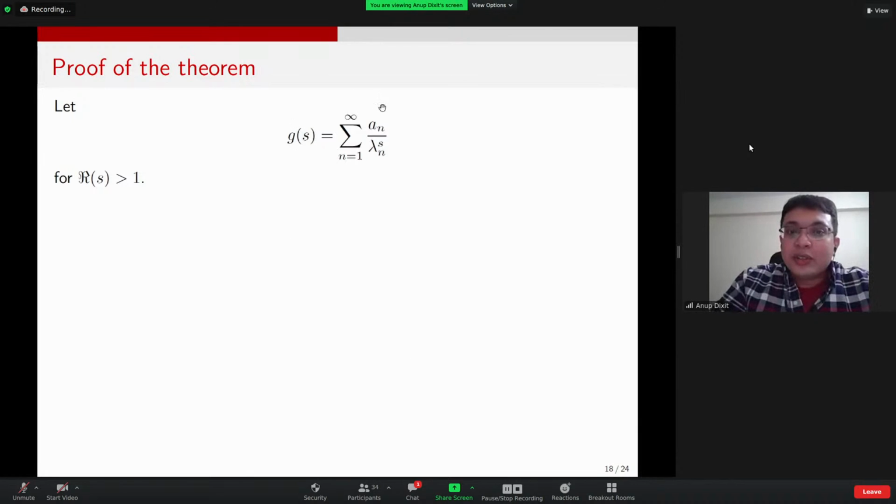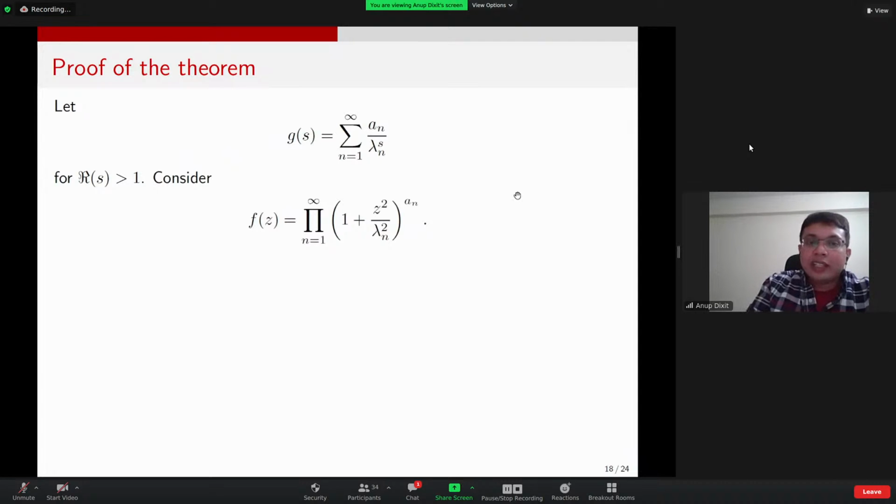The principle is, you take any general Dirichlet series where the a_n's are positive integers, and then we translate it to a problem of infinite products. We translate a problem on general Dirichlet series to a problem on infinite products, and hope that that is easy to tackle. So let's say G(s) be given by the summation of n going from 1 to infinity of a_n over lambda_n to the s, where the a_n's are positive integers. Define this infinite product f(z), which is the product of n going from 1 to infinity of (1 plus z squared over lambda_n squared) to the power a_n. Now the a_n's are positive integers, so it's all well defined.